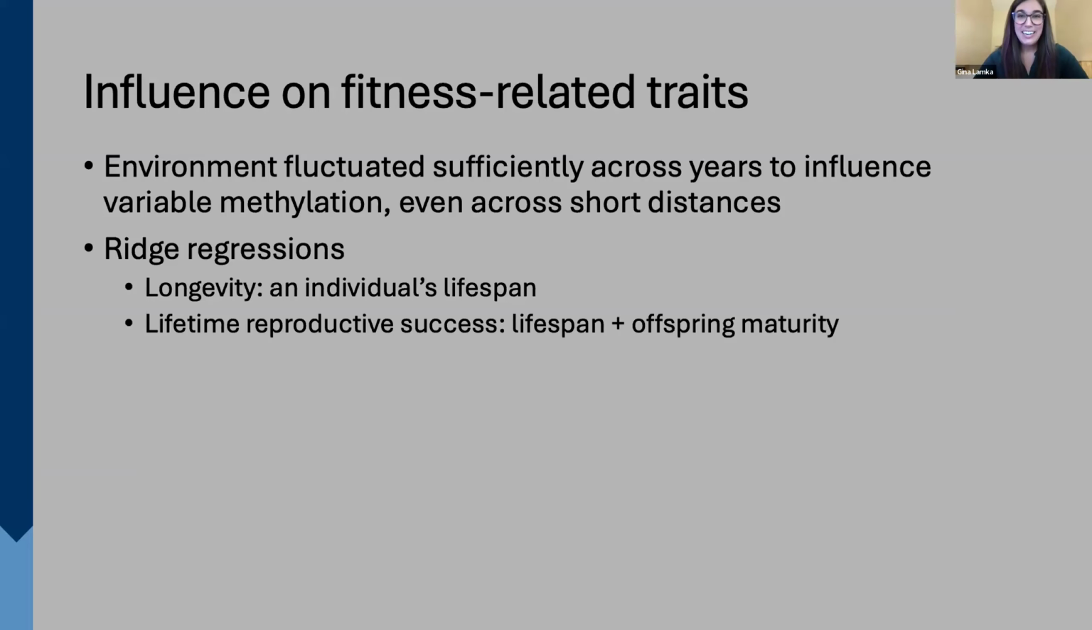So after some initial data exploration and sifting through the substantial metadata that we had, we conducted ridge regressions to examine the influence of methylation on fitness. So using the significantly heritable and the environmentally regulated windows and some significant metadata like the mound's location and the month of sampling for our predictors, we then use longevity, or an individual's lifespan, and the lifetime reproductive success, or the number of offspring that reach maturity, as response variables for our fitness measures.